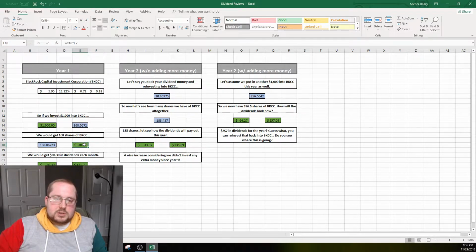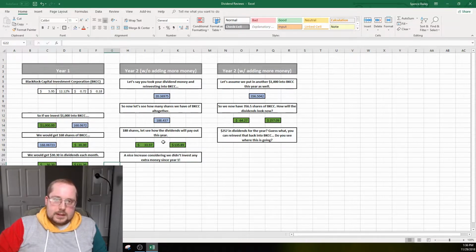So that's just money that you're guaranteed just for owning them. So let's see how much that is per year. So I took the $30.30, and then I just multiplied it by four quarters in a year. So that is $121.20 that you would get back in dividends for initially investing $1,000 into BlackRock for the year.